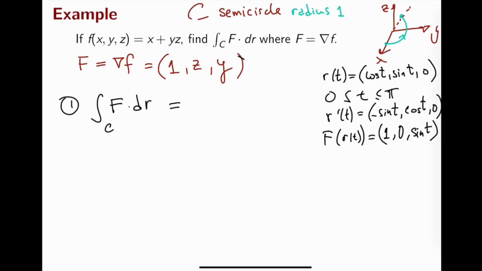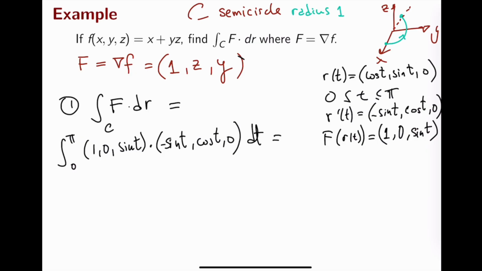Okay, and once we have everything that we need for this dot product, we perform the dot product, right? So this will be the integral between 0 and pi, and we do the dot product of these two vectors that we calculated here. So let's write down the vectors first: 1, 0, sine t, dot product with the other vector, minus sine t, cosine t, 0. And that will be dt.